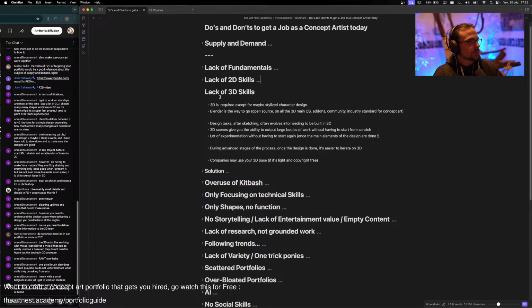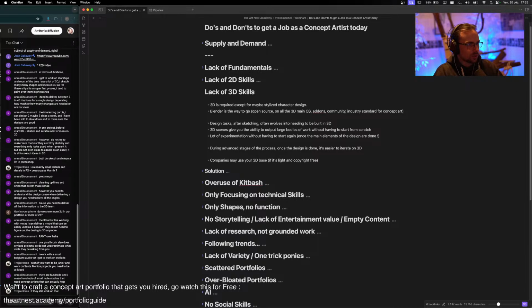Next, lack of 3D skills. We were talking about 2D before. 3D is still required, except for maybe the super stylized character design. And I see Marnix again talking about One Pixel Brush. And yeah, they are also working on stylized work. But generally, stylized is a tad more 3D resistant, at least for characters. Environment for stylized, you need 3D. No question asked.